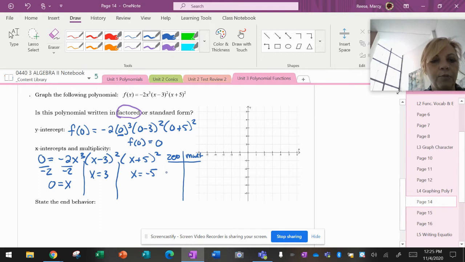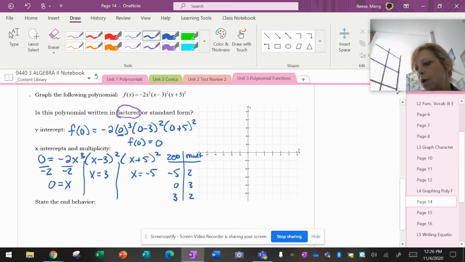And this is a multiplicity of an order from lowest to highest, -5, 0, and 3. Multiplicity of 2 there, of 3 there, and of 2 there. And what does that mean? This one is a tangent, and these are cross with inflection.